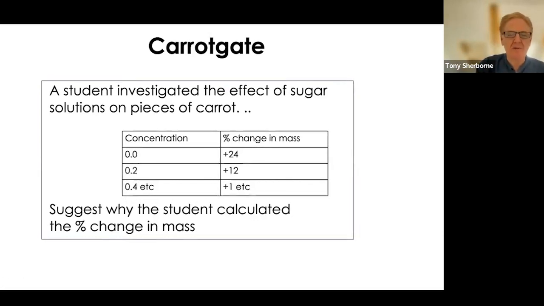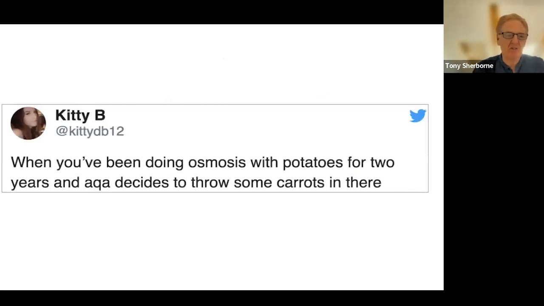So you'll probably recognize this is a standard osmosis question, but they've switched the context away from potatoes to carrots. And at the time, this caused quite a Twitter storm. Students felt rather angry at AQA for having the temerity to do something that the students weren't expecting, and that they'd been taught something and they'd been assessed on something quite different.